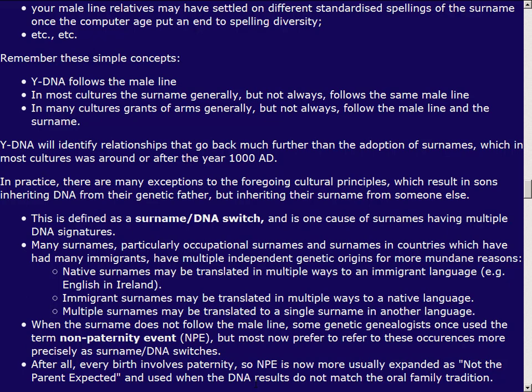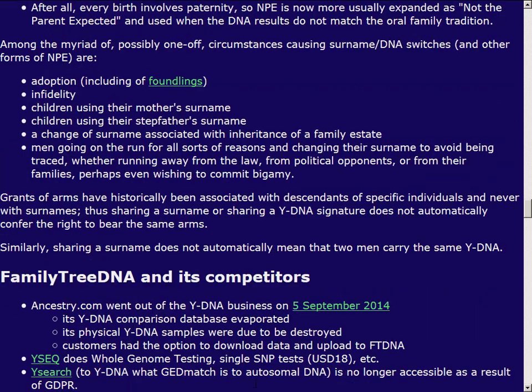Anyway, that is more or less repeating what I said before. The surname DNA switch used to be described as an NPE, and that was short for non-paternity event, and then people realised that doesn't make sense. There's always paternity when there's a child born, so now they talk about not the parent expected. But surname DNA switch is a much more accurate way of describing what happens when the Y-chromosome doesn't descend in the same line as the surname, or more precisely, when the surname doesn't descend in the same line as the Y-chromosome.